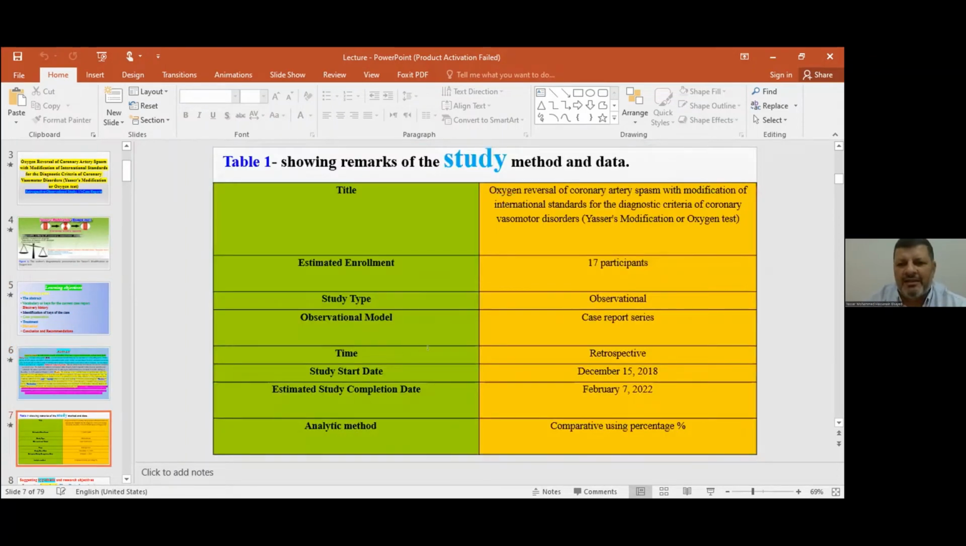This is a study titled Oxygen Reversal of Coronary Artery Spasms, Modification of International Standards for the Diagnostic Criterion of Vasomotor Disorders, or Yasser modifications or oxygen test. Estimated enrollment is 17 participants. Study type is observational; the observational model is a case report series. The time was retrospective, from December 15, 2018 to February 7, 2022. Analytic methods were comparative using percentages.